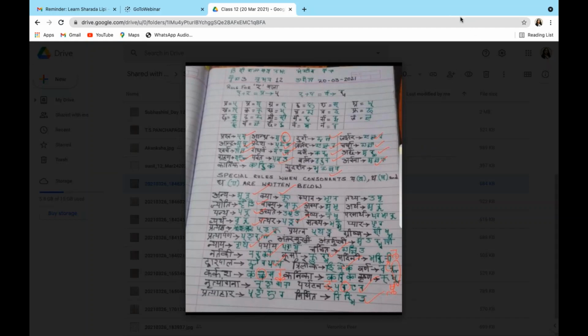Yes, some of them are done. Just the is left, and a few more are left, which we can show today itself. Okay, so what we will do is we will cover the rule today, right? Yes, that's right.